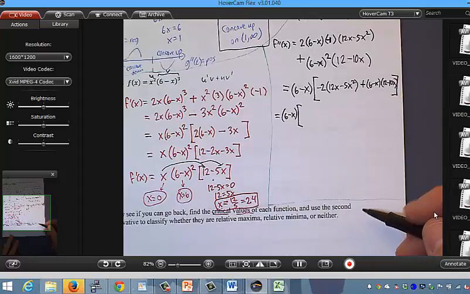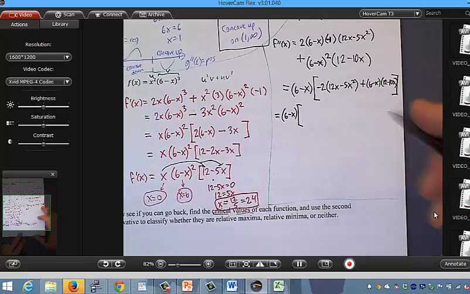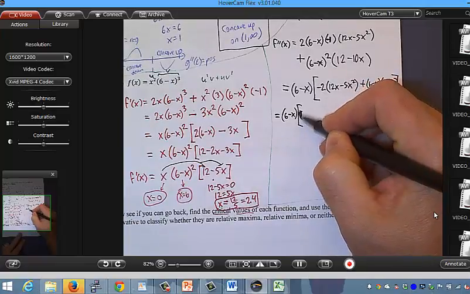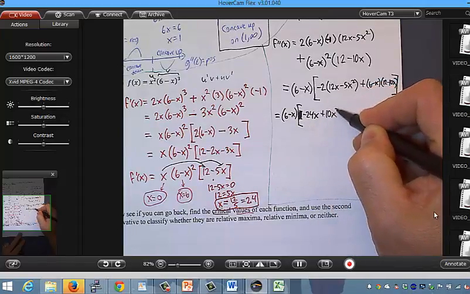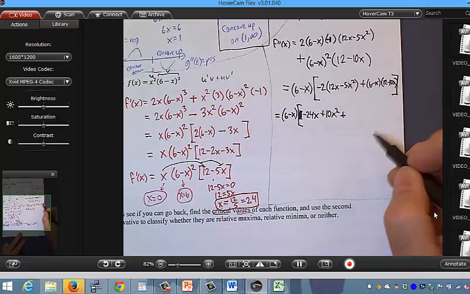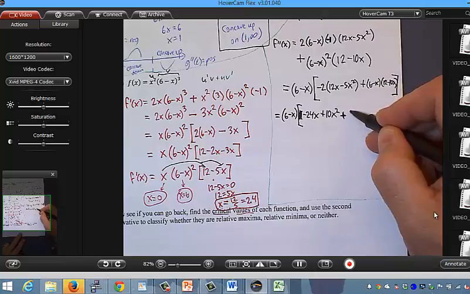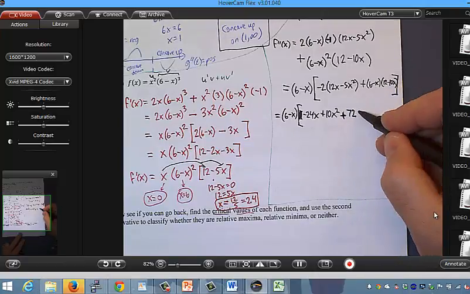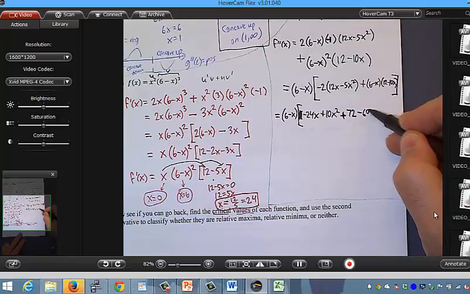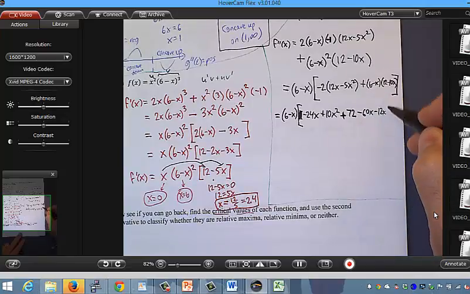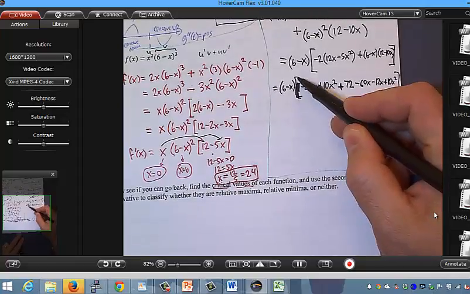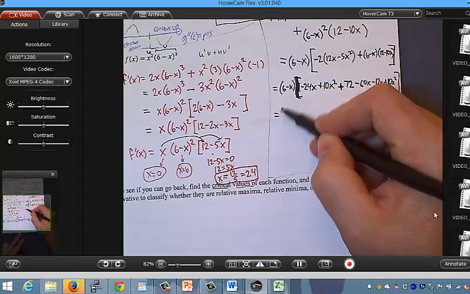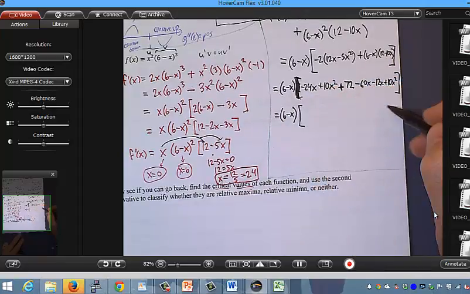6 minus x times, for the sake of time, I'll just kind of work this out. Let's see, we have 6 minus x times negative 24x plus 10x squared plus, and then here you do first, outer, inner, last. So I'm getting plus 72 minus 60x minus 12x plus 10x squared. Wow, that's kind of ugly. All after this big bracket. So let's write parentheses 6 minus x times bracket.